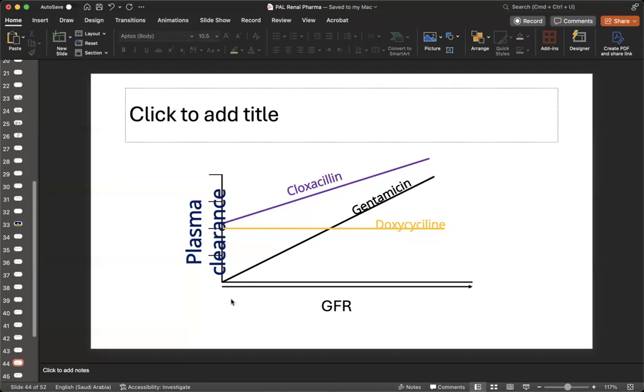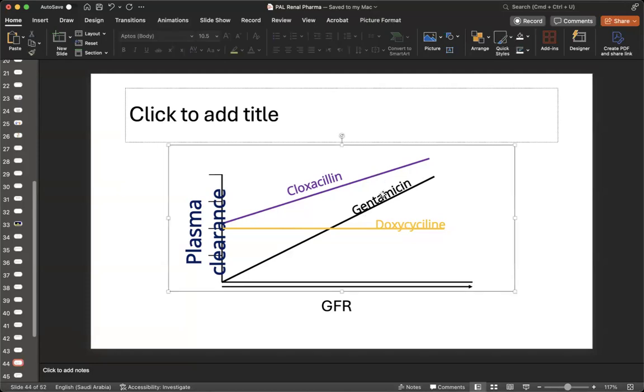On the other hand, doxycycline doesn't matter. No matter the GFR, whether it's low or high, doxycycline's clearance is not affected. What does that mean? It means doxycycline is not cleared by the kidneys, because it doesn't matter if the kidneys are working or not. So doxycycline is cleared by the liver.